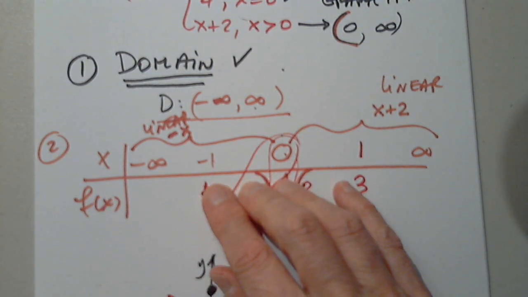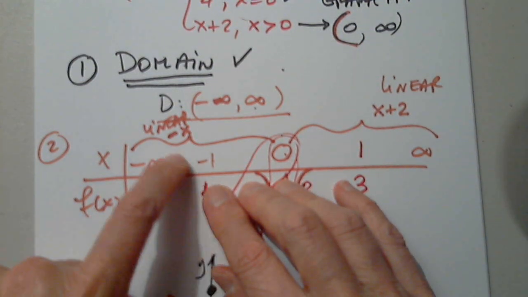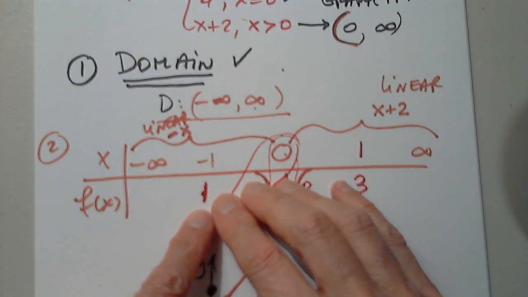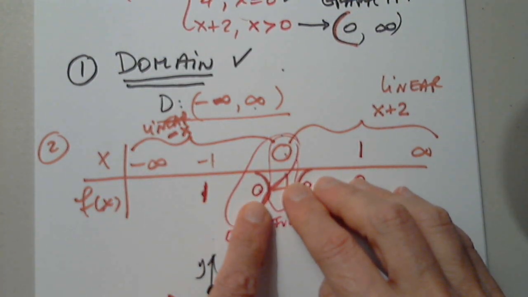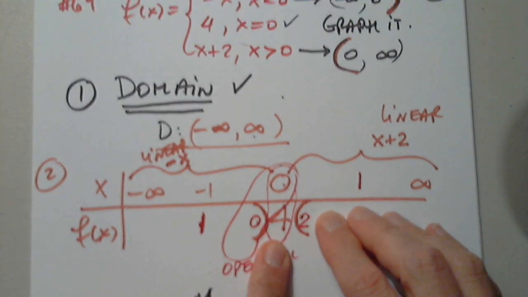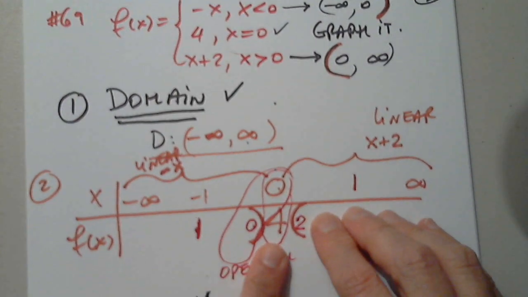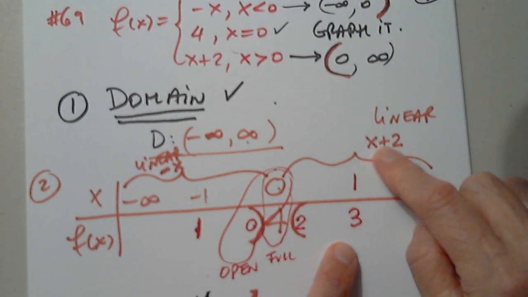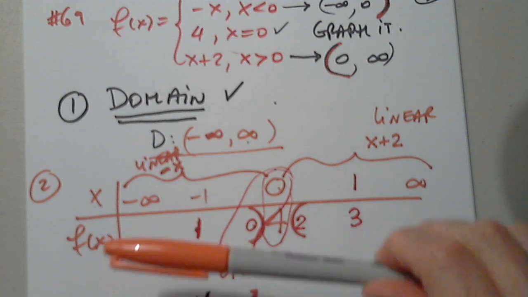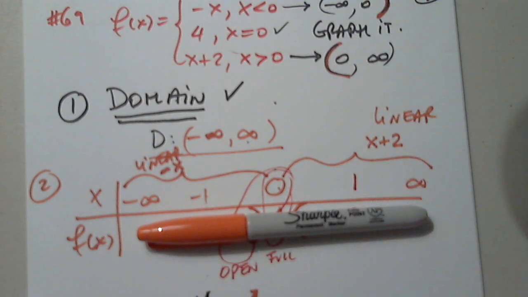These numbers depend on the function. You plug in negative 1, you have to write 1. You plug in 0, you have to write 0. You plug in 0, you have to write 4. You plug in 0, you have to write 2. You plug in 1, you have to write 3. It has nothing to do with anything.